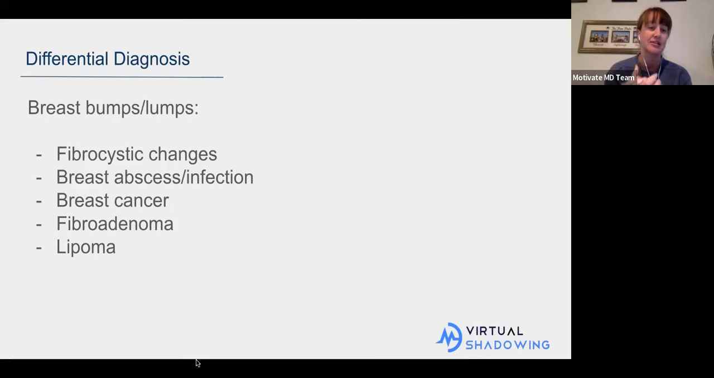And then lastly, on this differential is a lipoma. A lipoma is a benign mass of adipose tissue, so fat cells. You can get lipomas literally anywhere on your body. I would say the most common are on your upper back, but they can happen anywhere. It's benign, usually very wiggly and jiggly. It just feels like this globule of fat, and so that is also an option.